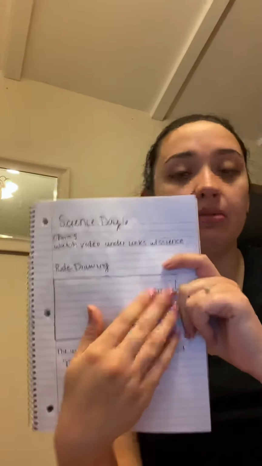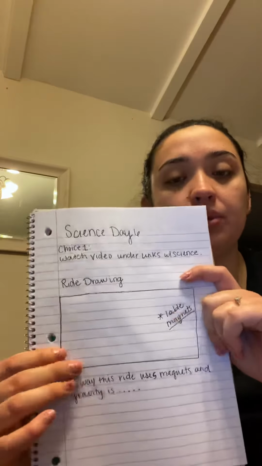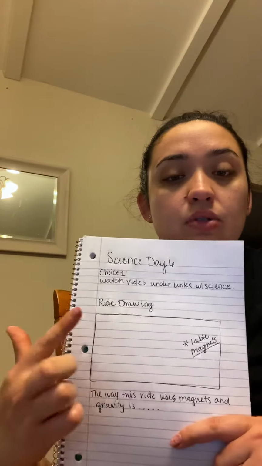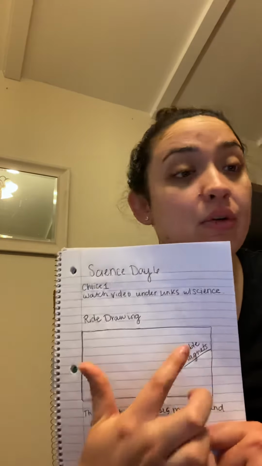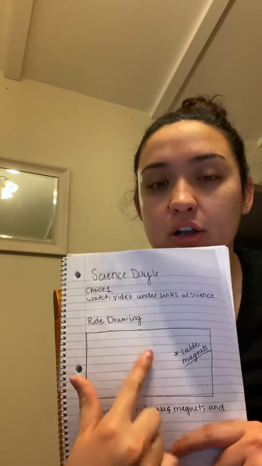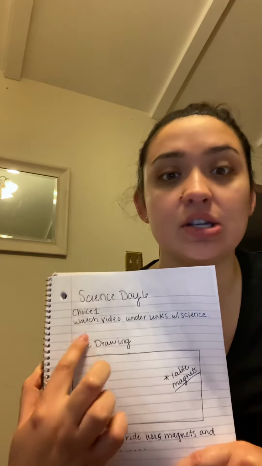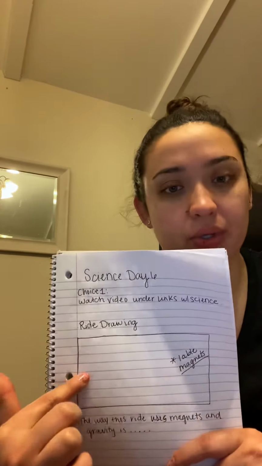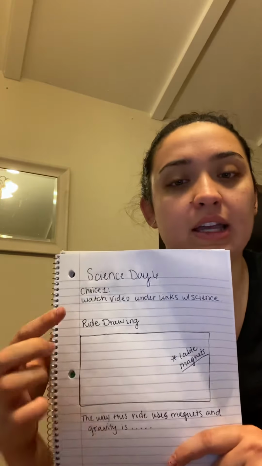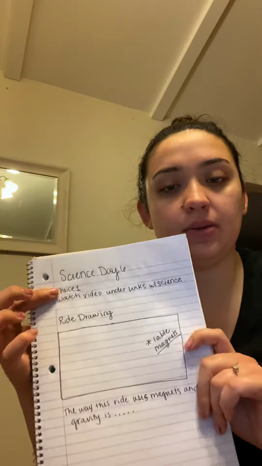I did not draw a ride here for you so that you can come up with your own ideas, but in your journal you will draw your ride, and you will need to label the magnets and where they are located on your ride. Watch the video first. It will help you to understand how the ride picture would work. This one is just another YouTube video.